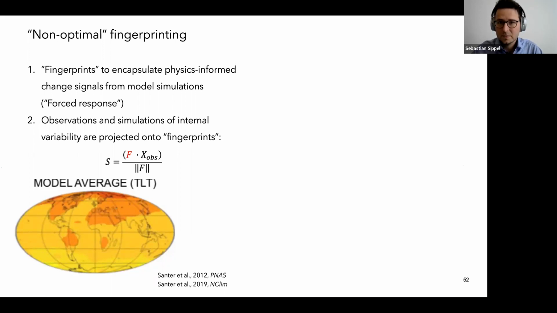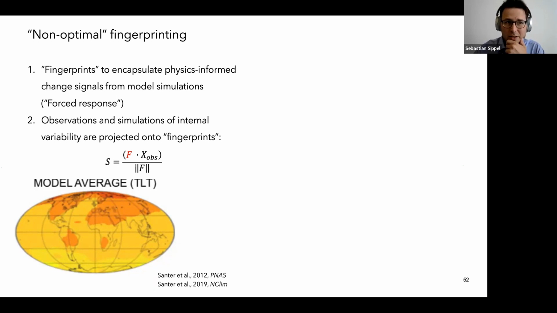Would be better to call it non-optimized. Yes, probably yes. I just called it non-optimal because I think detection attribution people are calling it non-optimal, but I'm not even sure about this anymore. I would have to look that up again.